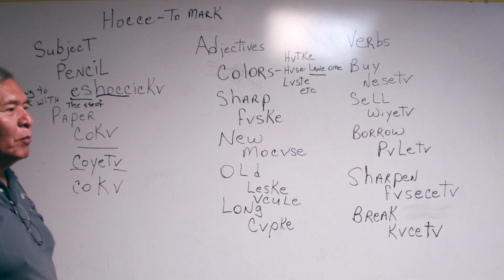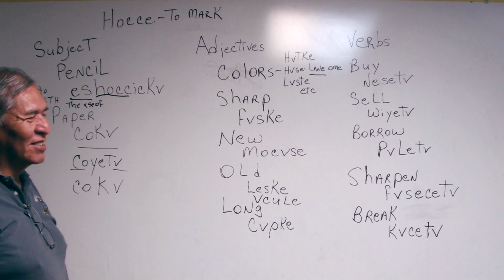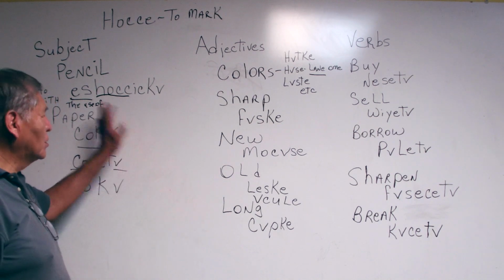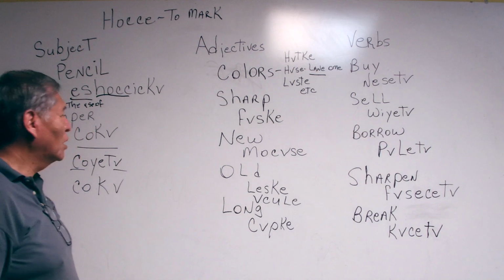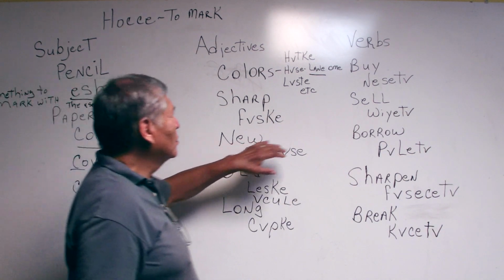Or Akadipek Lishki, that means old tattered pants. And then we can go with a long pencil, which is Chupki. Chupki is long. And then we're going to get to a verb.